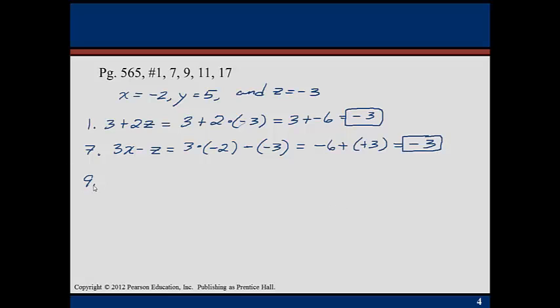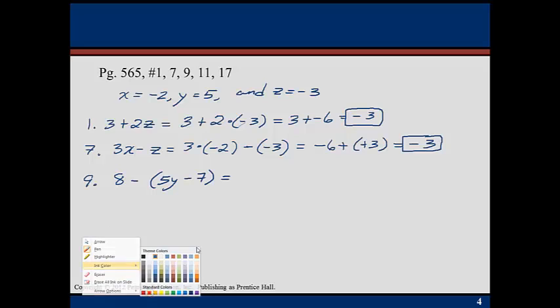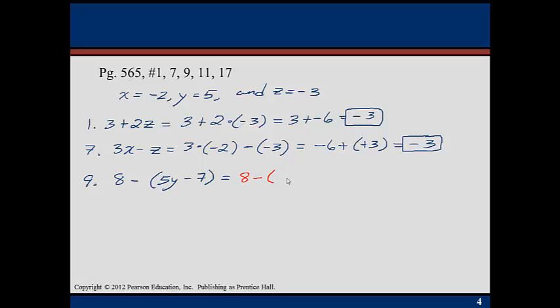And then number 9, we have 8 minus 5y minus 7. So we'll start by replacing the y. So that's going to give us 8 minus 5 times 5 minus 7. So that's 8 minus 25 minus 7. And then remember, we work inside the parentheses first, so we have 8 minus 18. And then 8 minus 18, well, that's negative 10.